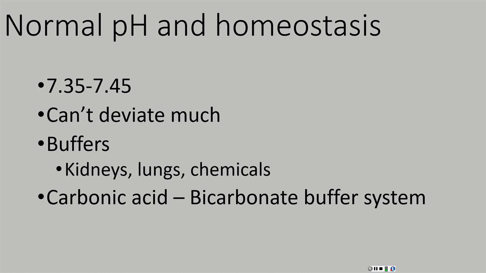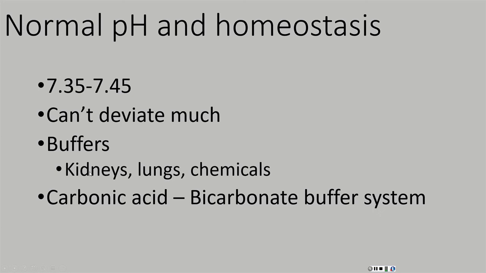Luckily, we have things in our body called buffers. And a buffer, by definition, is just anything that resists change in pH. We have several chemicals in our body. Something called the carbonic acid bicarbonate buffer system is going to be really important when we get to Bio 139. These chemicals will act like a base if our body starts to get too acidic, or they will act like an acid if our body starts to get too alkaline. They resist change in pH.